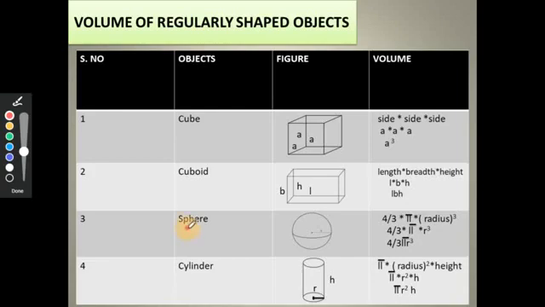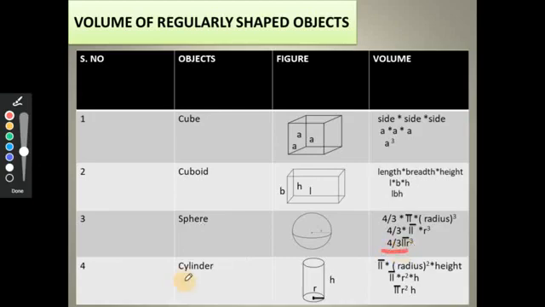The next shape is a sphere with radius r. Its volume is 4 by 3 into pi into radius cube, 4 by 3 into pi into r cube. The value of pi is 22 by 7. So the volume of a sphere will be 4 by 3 pi r cube.